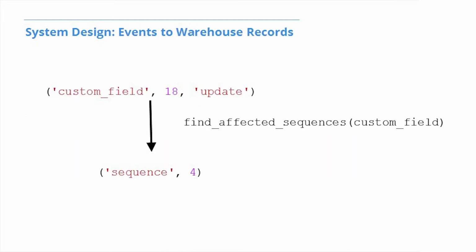For each data type that we sync, we've defined a set of queries that, given some events, returns a set of records that need to get synced. So here, we run this query to say, what sequences should I update, given that this custom field has changed?